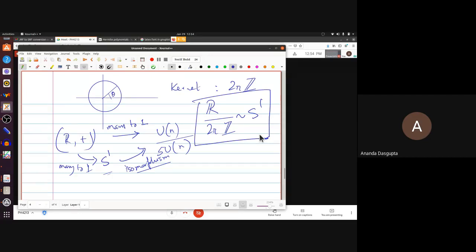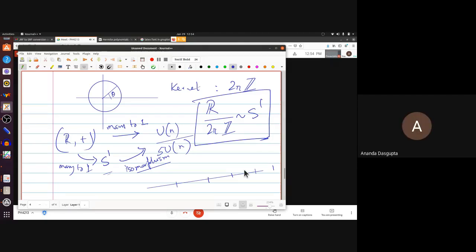But you all know what this is, right? This really means you take a real line and you take points 2 pi apart and map them all together. So it's like rolling up the real line where points which are 2 pi apart all fall on top of each other. And that of course gives you a circle.